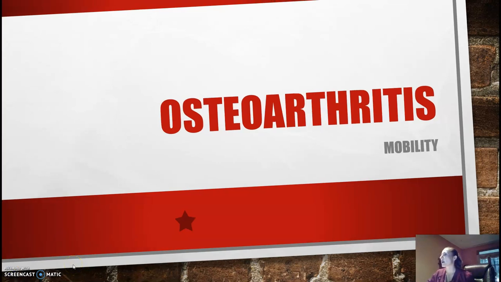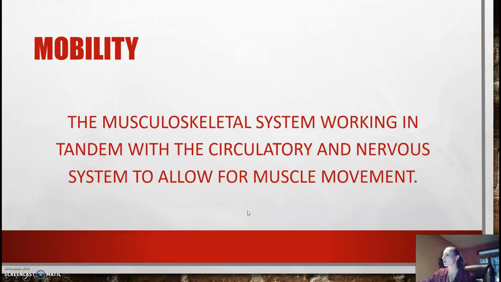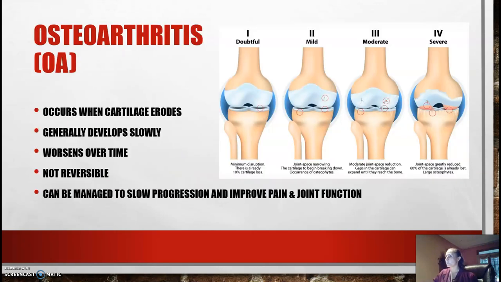I will talk about osteoarthritis now and how it relates to mobility, the concept of mobility. Just as a reminder, mobility is the way the musculoskeletal system works with the circulatory and nervous system to allow for movement. One thing to know here is that this is very different from osteoporosis.